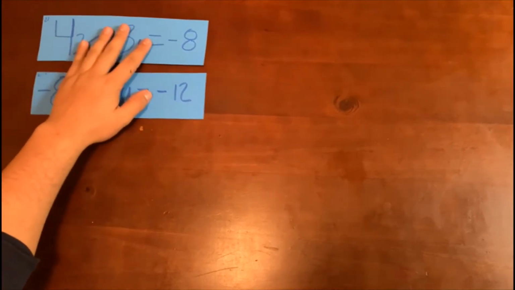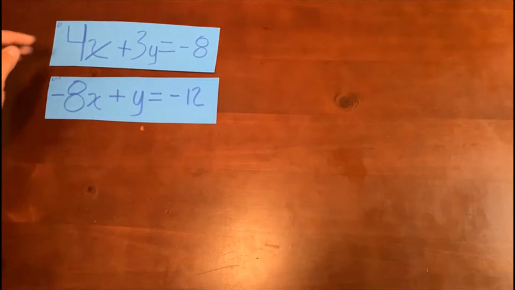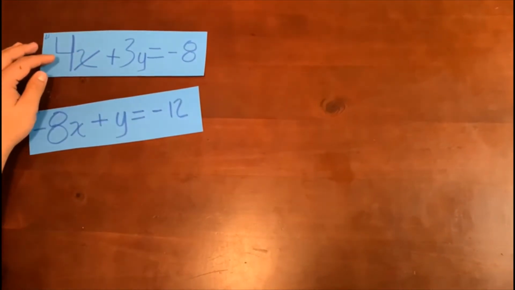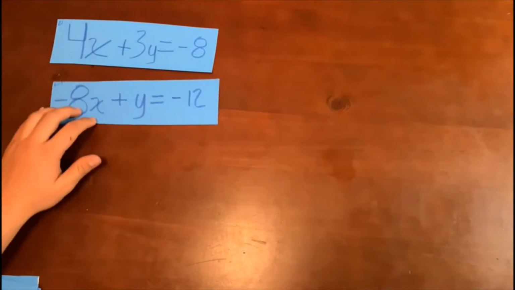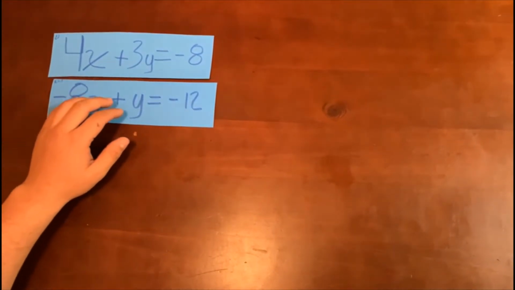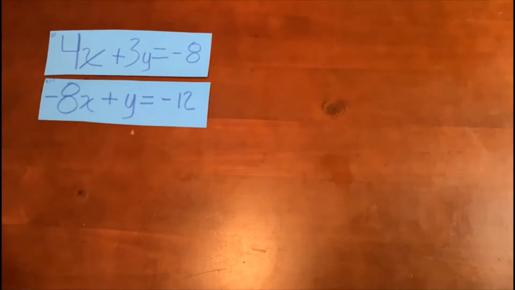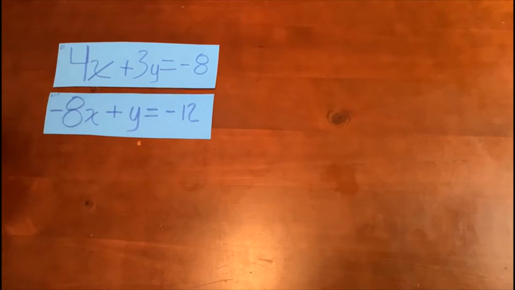So we have our first system of equations that we want to solve, and we have here our two equations. Our first equation says 4x plus 3y equals -8, and our second equation states -8x plus y equals -12. What we want is to find x and y. So how do we do this?